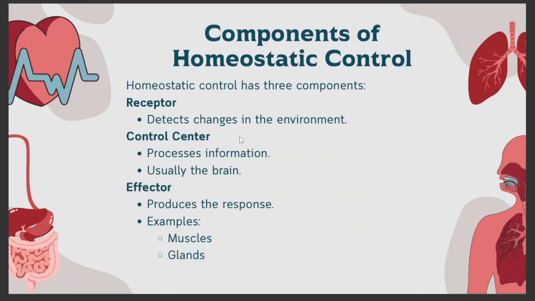Now we have the components of homeostatic control. We have receptors, the control center, and the effector. Now the receptor detects changes in the environment. Now the control center, which most times is the central nervous system, right? And then it processes the information. Then we have the effector, which when it's done processing, produces a response.